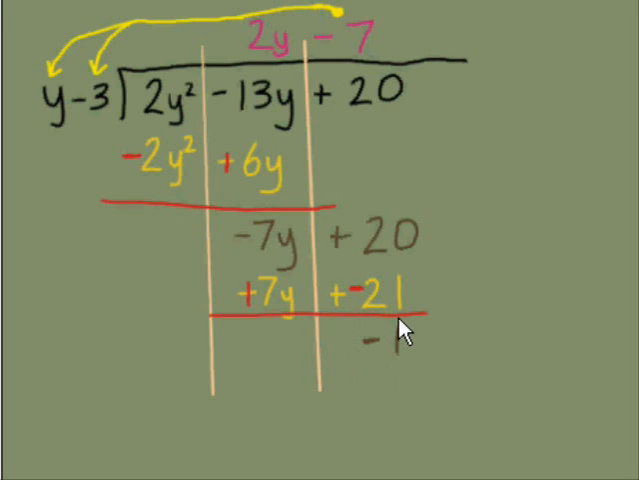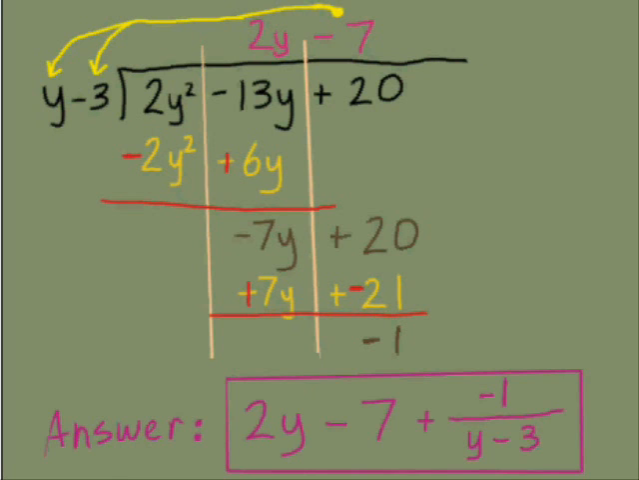You use this remainder to create a new fraction, a fraction that's going to become the tail end of your answer. This remainder is going to be in the numerator. Your divisor, the y minus 3, that's going to be in the denominator. So when we write our answer, it's definitely going to start with this 2y minus 7, and then we have to add in a fraction. Add in because we have a remainder. So we're adding in this fraction that has a negative 1 in the numerator, and the y minus 3 is in the denominator. And there's our answer.